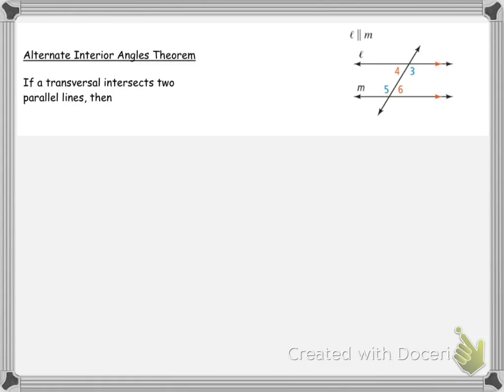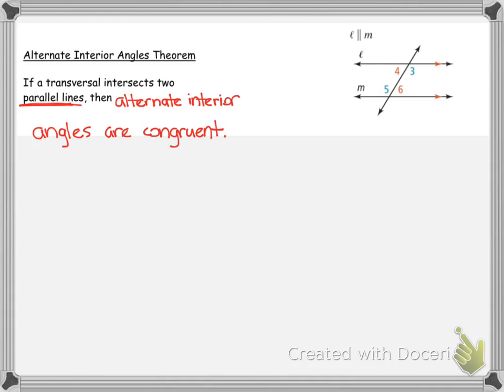Now let's look at the alternate interior angles theorem. What that tells us is that if we have parallel lines, then we know that alternate interior angles are also congruent, which is very helpful. So not only are corresponding angles congruent, but alternate interior angles also are.